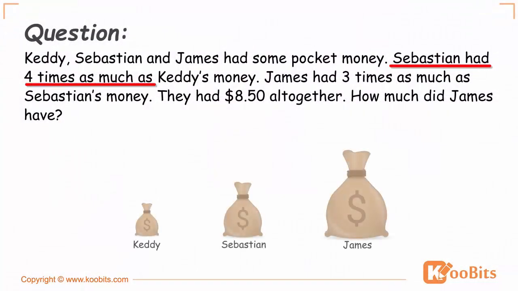Let's break down the question and understand it, shall we? Sebastian had 4 times as much as Keddy's money. Do we know how much Sebastian had? No, we do not. Do we know how much Keddy had? No, we have no idea either. But we do know that Sebastian had 4 times the amount Keddy had.